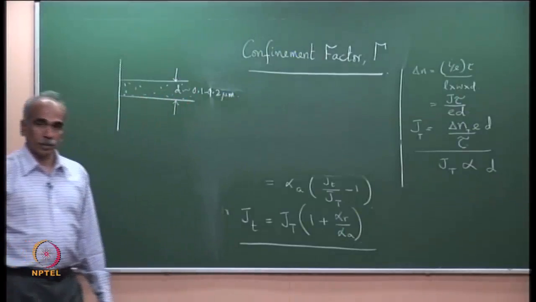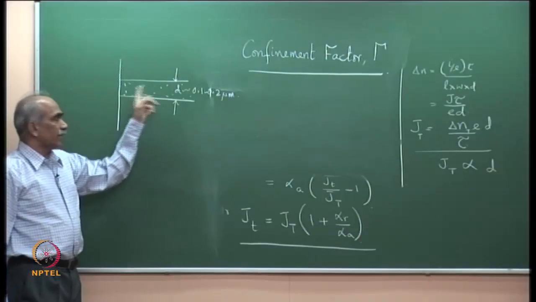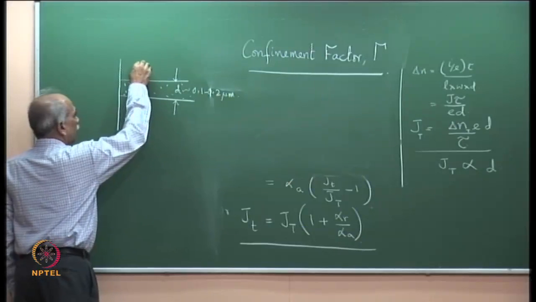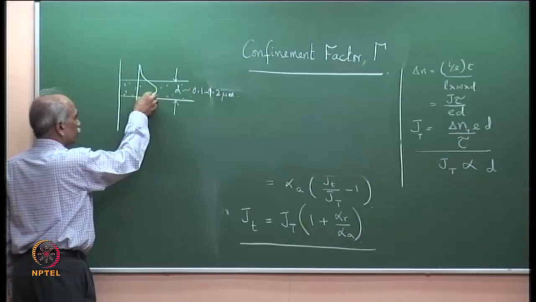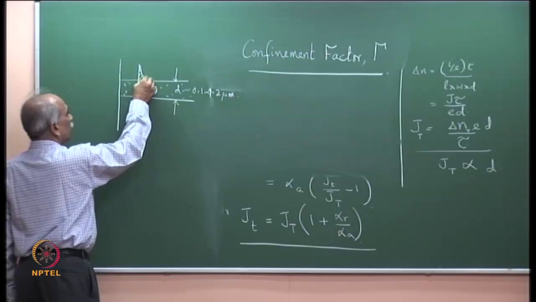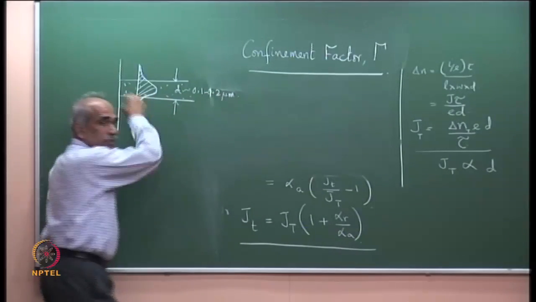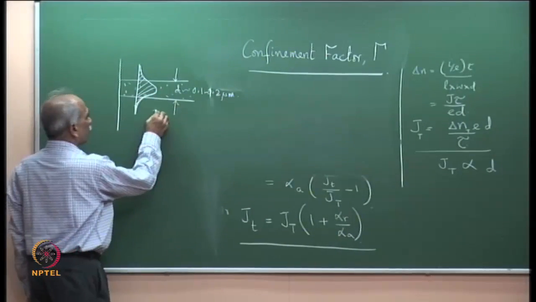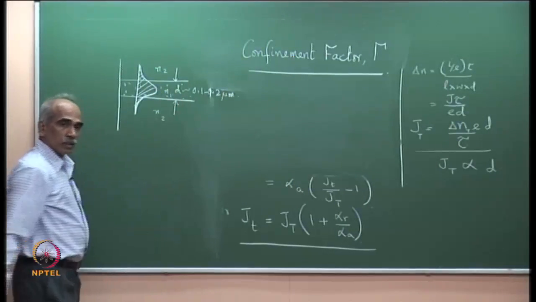Confinement factor gamma. In the laser diode, the active region forms an optical waveguide, and therefore there is an optical mode which is going back and forth. This is the optical mode, the modal field distribution, which is going back and forth. This is a dielectric waveguide of lower refractive index here, N2, and this is N1.